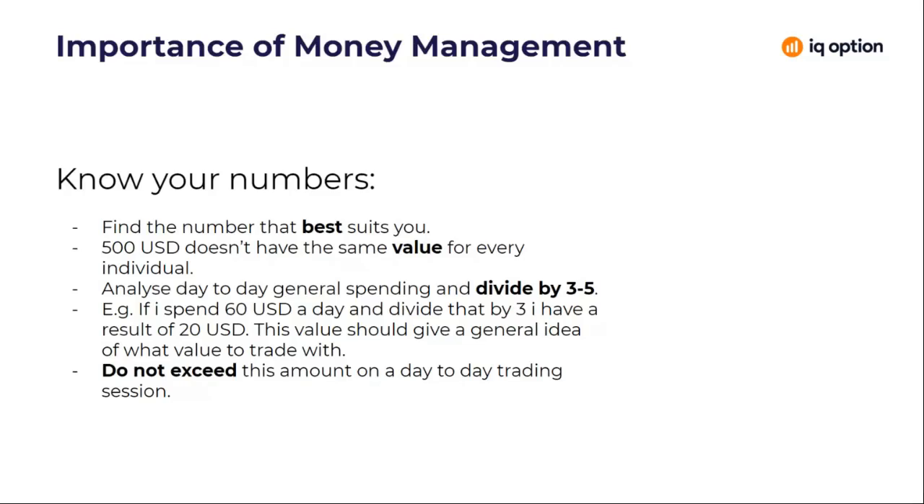It covers some of my day-to-day basis, but I'm not going to take a loan to trade. I'm not going to increase my values so that I can make up for my losses. I know that $20 is my limit for the day. Don't exceed this amount on a day-to-day trading session. So we can all do this calculation. You can think about exactly what your day-to-day spending is, divide that by a number of maybe 3, 4, or 5, and figure out your numbers.